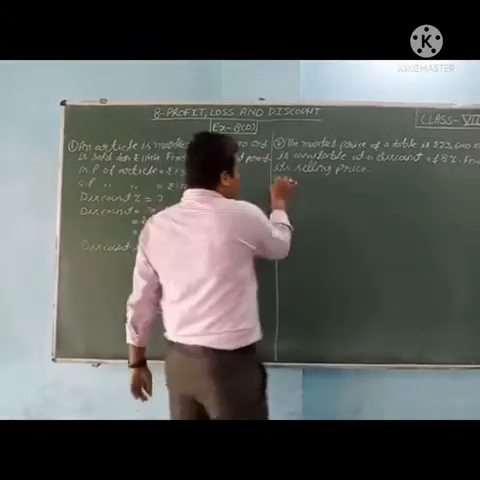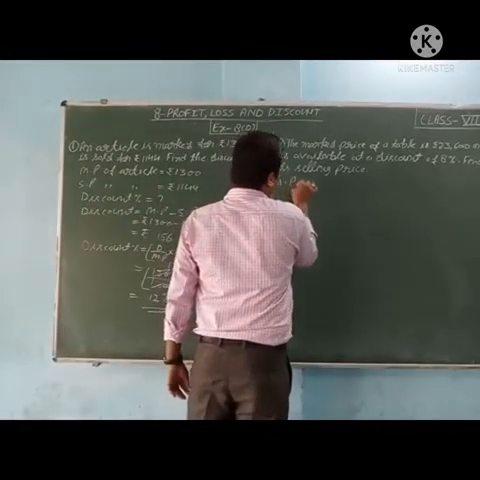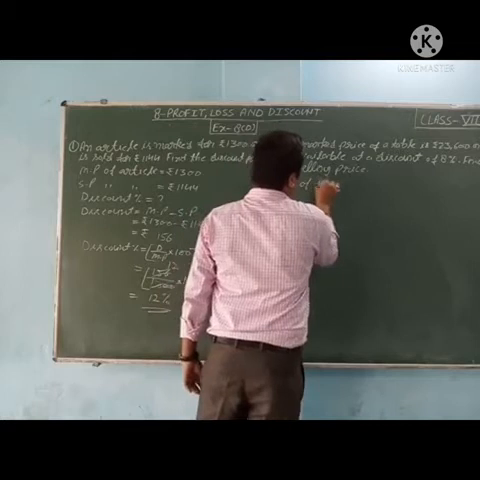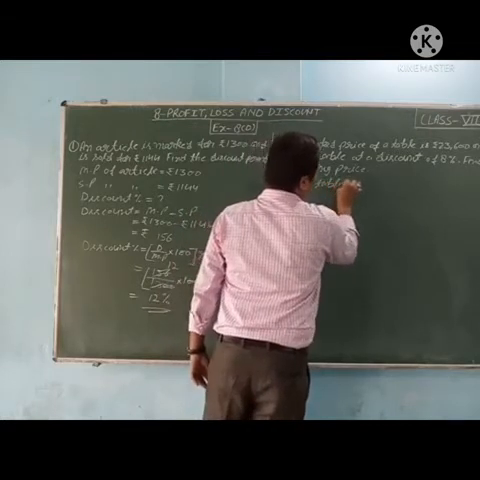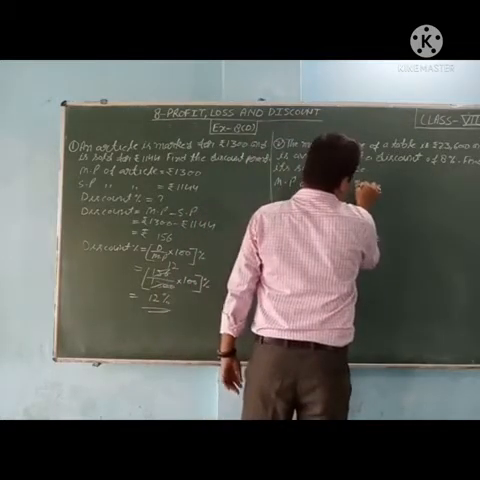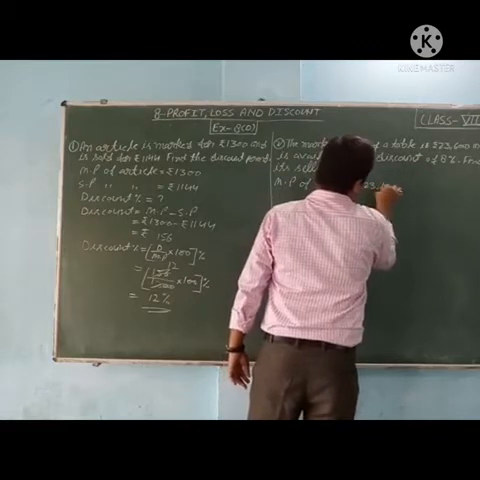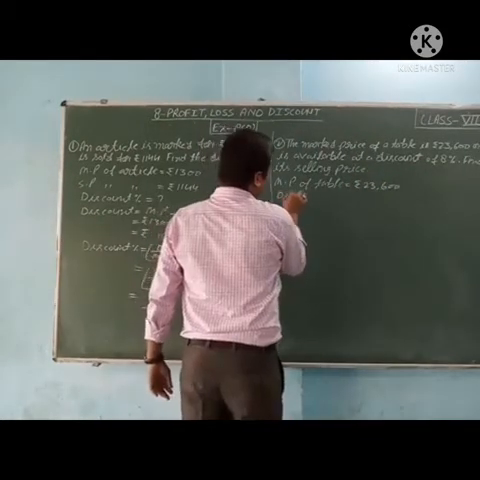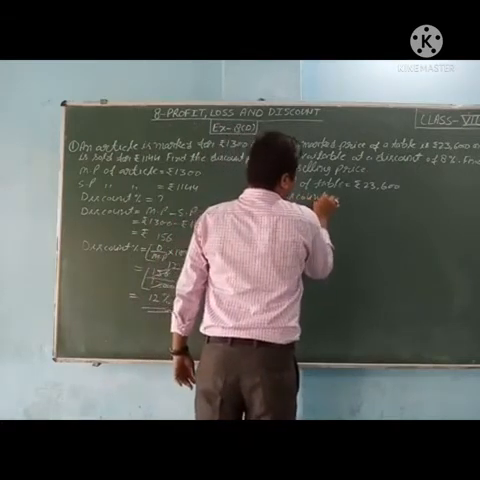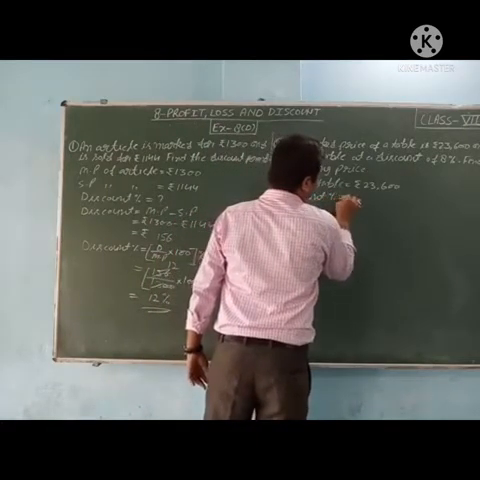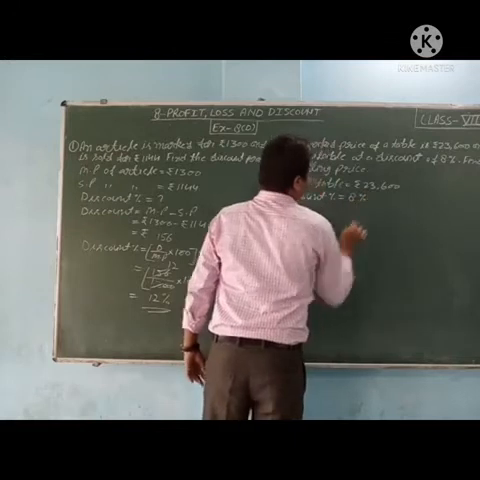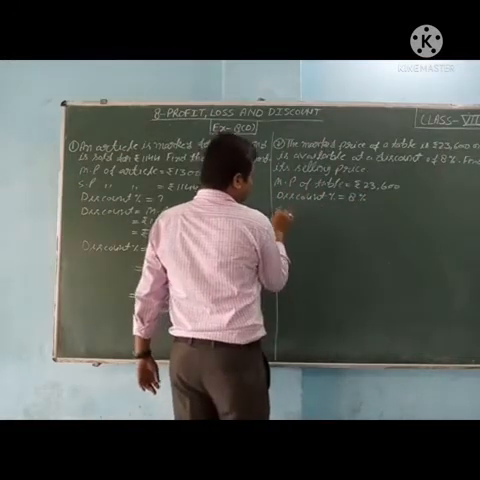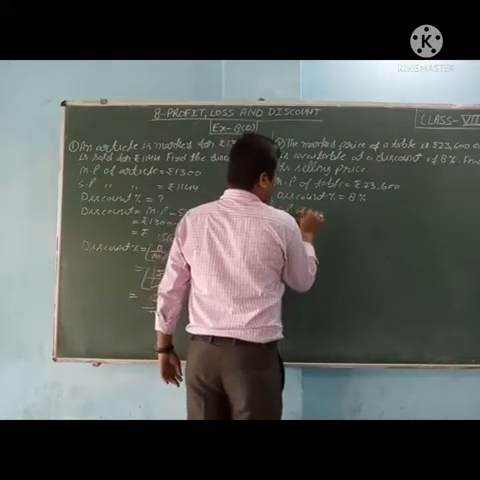See, mark price of the table is equal to rupees 23,600. Then what is given? Discount percent is equal to 8%. What we have to find? Selling price of the table.